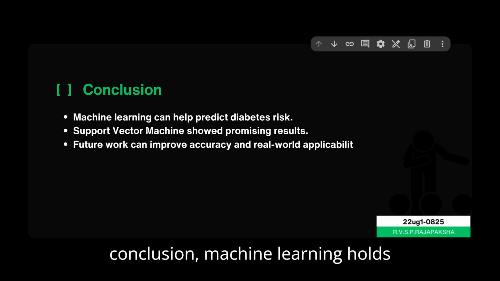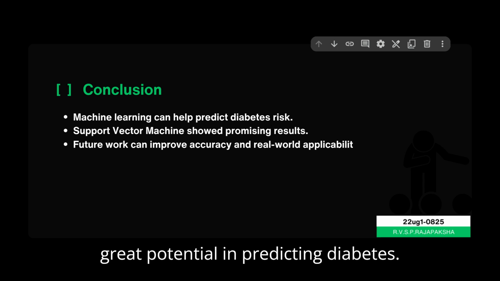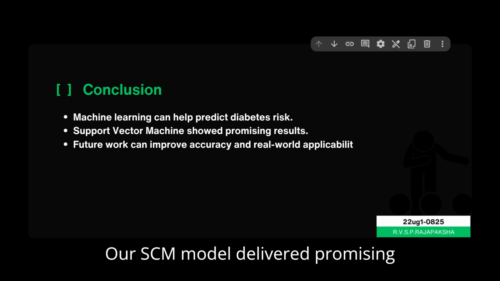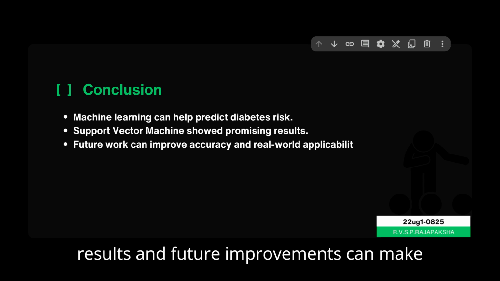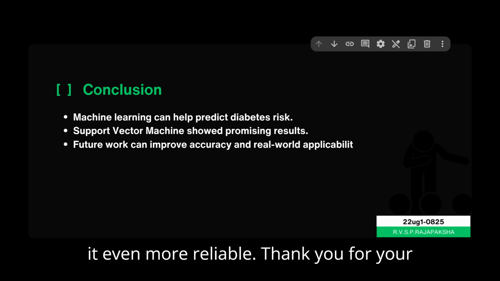Conclusion: machine learning holds great potential in predicting diabetes. Our SVM model delivered promising results, and future improvements can make it even more reliable.